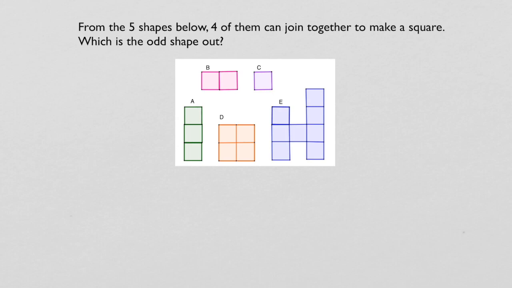Okay, so let's read the question. From the 5 shapes below, 4 of them can join together to make a square. Which is the odd shape out? The temptation here is to solve this like a big jigsaw puzzle and try to rearrange the pieces so they fit into each other, and that's what can waste a lot of time.